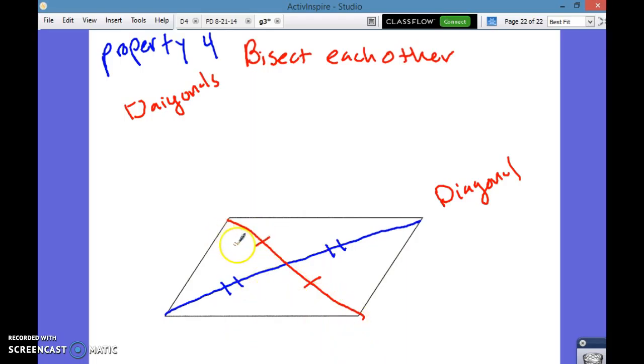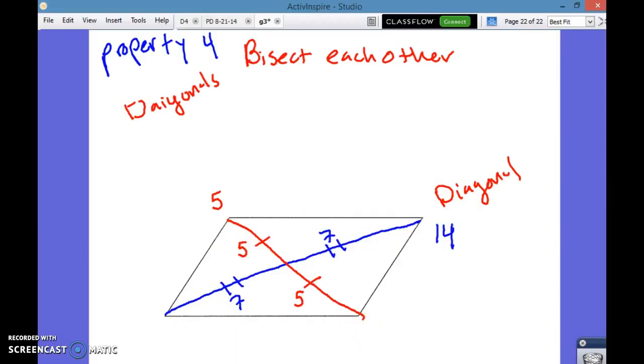For example, in the red diagonal, if I knew this portion was 5, we would have to know the other portion is 5. If I knew that this portion was 7, I would have to know that the other portion is 7. This is very helpful in finding the whole length of the diagonal. The whole length of the blue diagonal would be 14. The whole length of the red diagonal would be 10. This comes from our segment addition postulate.